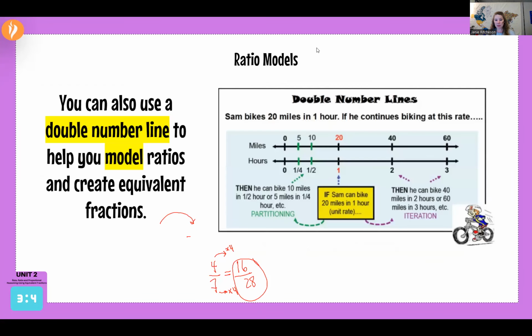All right, you can also use a double line graph. If you start with 20 to 1, you can create equivalent ratios. You can half that. Well, half of 20 is 10 and half of 1 is 1/2. So an equivalent ratio would be 10 to 1/2. You can half 10 and 1/2, and an equivalent ratio would be 5 to 1/4, right? You can keep halving. Or you can double 20 and 1 and get 40 to 2. And then you can increase 40 by 20 and get 60 over 3. So there's a lot of different ways to show and model equivalent ratios.